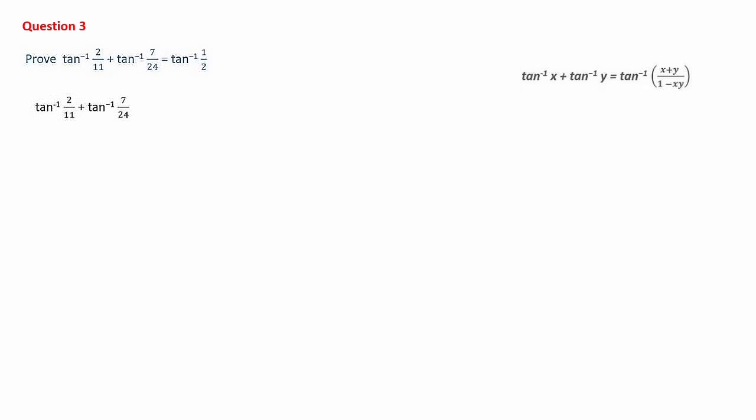So let's take the left hand side. Tan inverse 2 by 11 plus tan inverse 7 by 24 equal to tan inverse of x plus y, 2 by 11 plus 7 by 24, divided by 1 minus x into y, that is 2 by 11 into 7 by 24. Here there is 2 and 24, we can cancel and we will write as 12. Now normal calculation only. Let's take the LCM. Here 11 and 24 are there in the denominator. So 11 into 24 is the LCM. 24 into 2 plus 11 into 7 will be coming in the numerator.